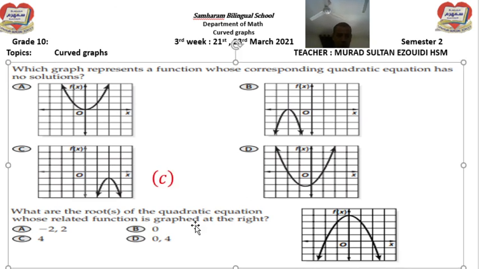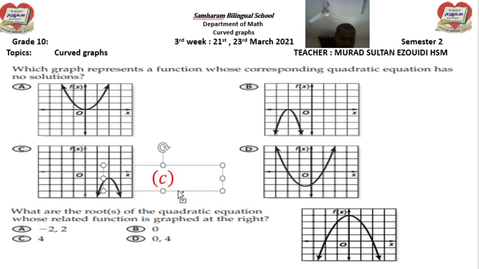For the second question: what are the roots of the quadratic equation whose related function is graphed at the right? This is the graph of the equation, and we want to find the roots. Look, the parabola cuts the x-axis at two points, x equals 2 and x equals minus 2. So the first one, A, is the correct answer.